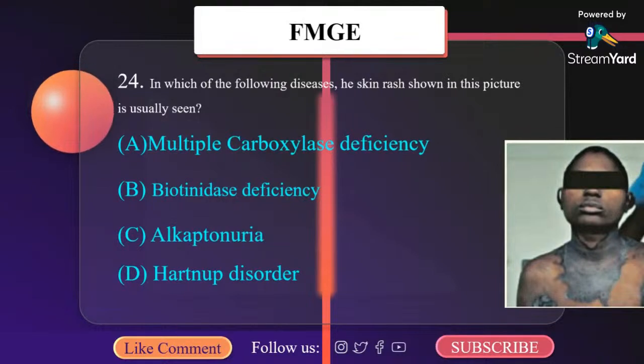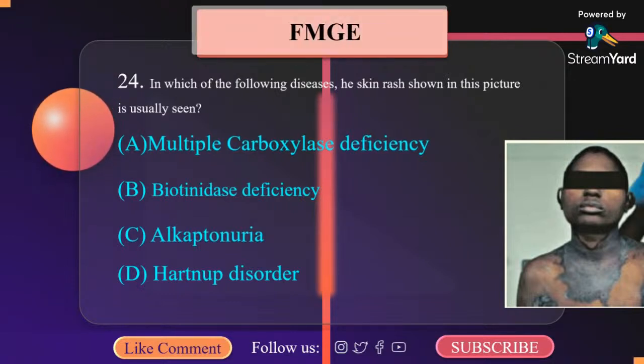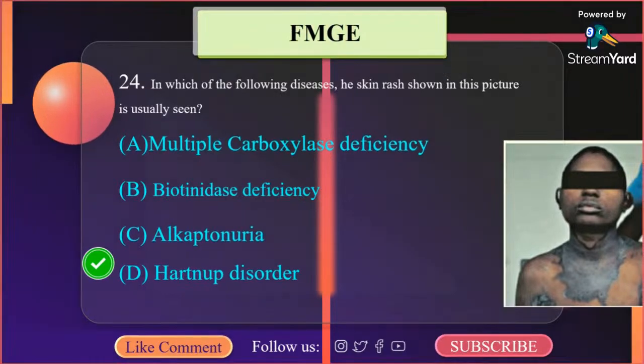In which of the following diseases is the skin rash shown in the figure seen? Well, it is a Casal's necklace. A. Multiple carboxylase deficiency. B. Biotinidase deficiency. C. Alkaptonuria. D. Hartnup disorder. It is Hartnup disorder.